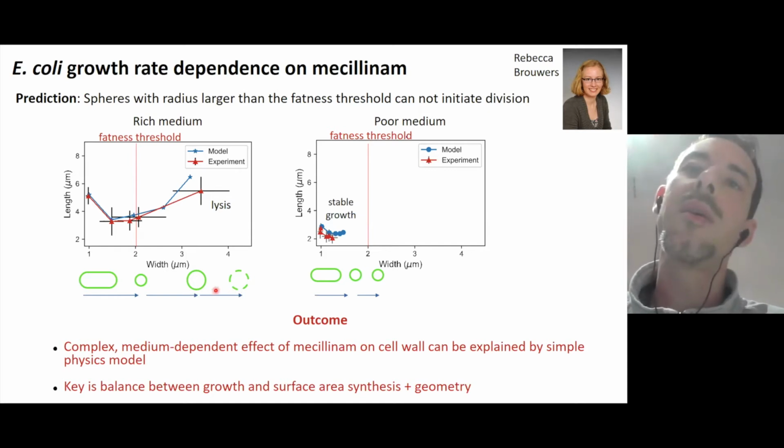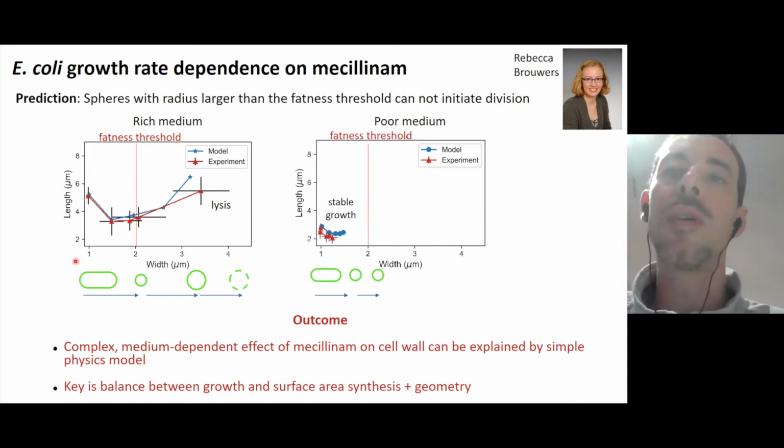In the rich medium, you can read the plot from left to right. Basically, the cells start growing happily as spherocylinders, then the mecillinam is put in the medium and the cell gets spherical, but can actually grow a little bit more and divide as a sphere, but then exceeds the fatness threshold, that is the one indicated in red. And at this point, exceeding the fatness threshold, the cell lyses.